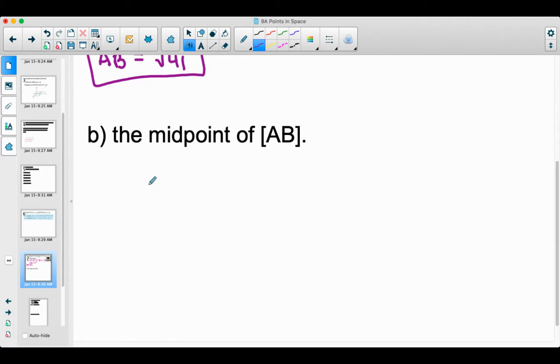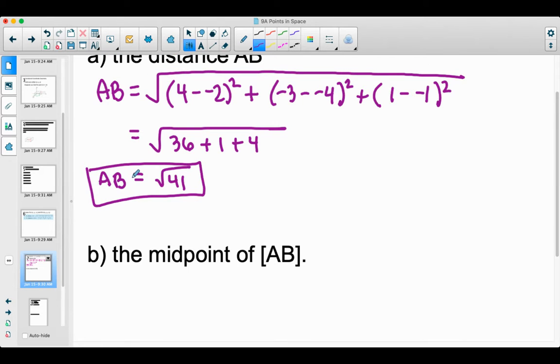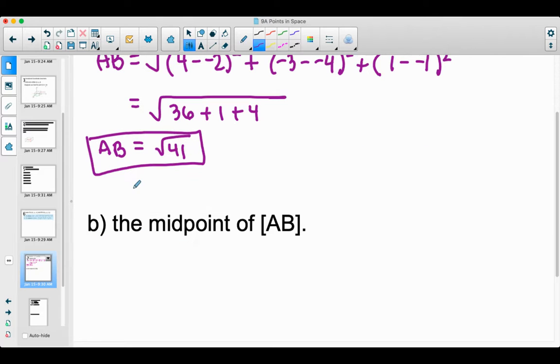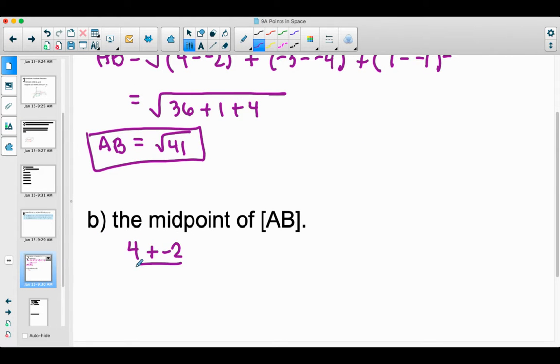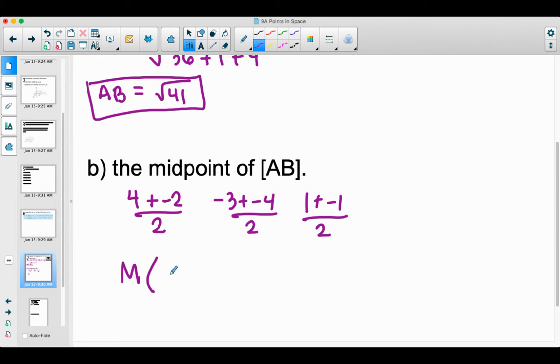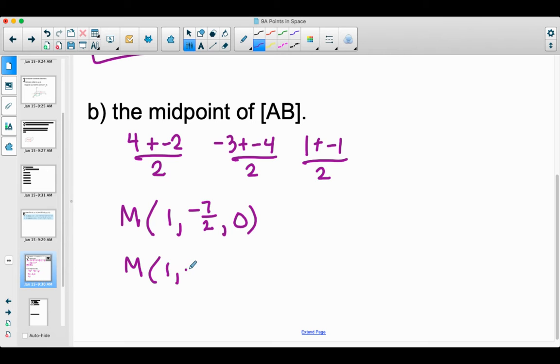Okay, so then the midpoint formula means we're just going to add the x's, divide by 2, add the y's, divide by 2, and add the z's and divide by 2. So I have 4 plus a negative 2 divided by 2. And then I have negative 3 plus a negative 4 divided by 2. And then I have 1 plus a negative 1 divided by 2. So when we do that, our midpoint of AB is going to be 1 comma negative 7 halves comma 0. You could also write that as 1 comma negative 3.5 comma 0. It doesn't matter because they mean the same thing. But that would be your midpoint.